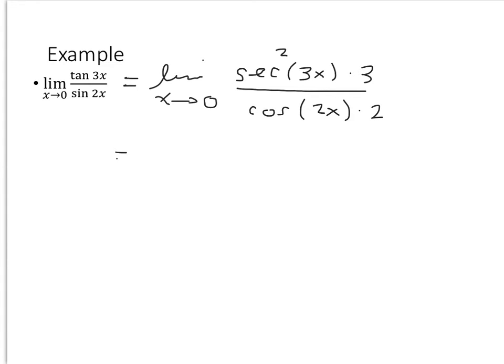And now we ask ourselves about this new limit. And we can see as x goes to 0, secant squared of 3x will go to 1. Cosine of 2x will also go to 1. And so this limit of this quotient no longer is some wacky 0 over 0 thing. It turns into some legitimate number, namely 3/2. So this limit turns out to be equal to 3/2.